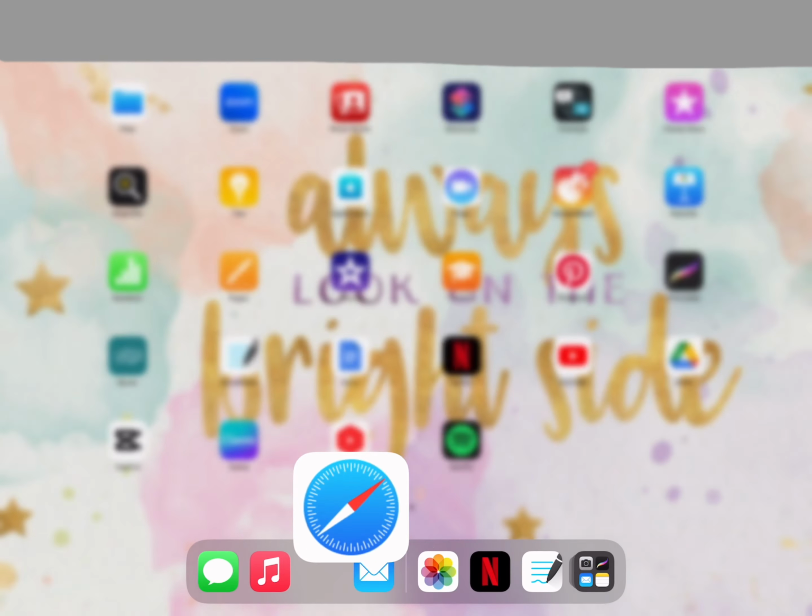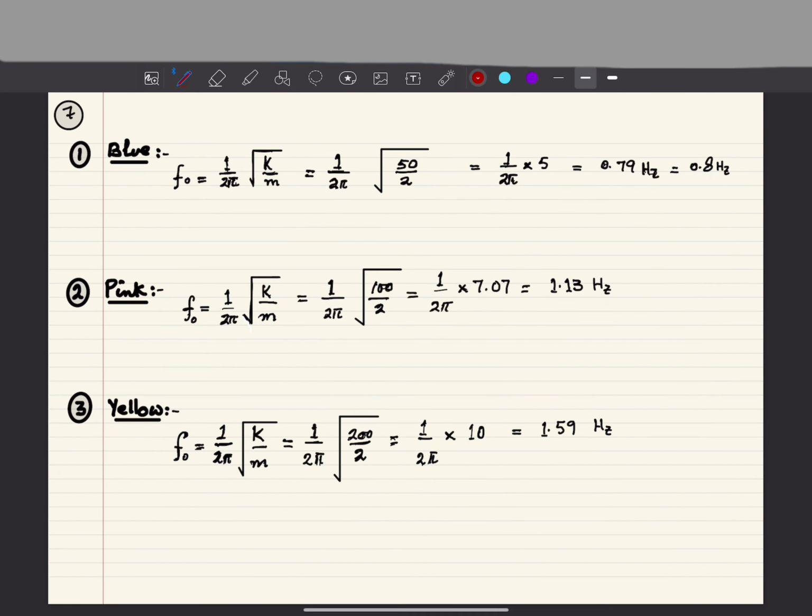If you go back to the calculation, as I have already explained, you can calculate the natural frequency with the help of this formula: f naught is equal to 1 over 2 pi times the square root of k over m. For blue, the k is 50, and the mass is 2 kg. Recall Hooke's law, that F is equal to kx, and k is nothing but F over x.